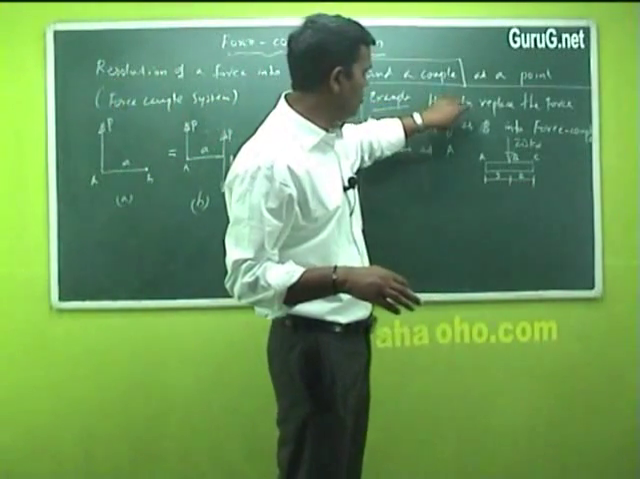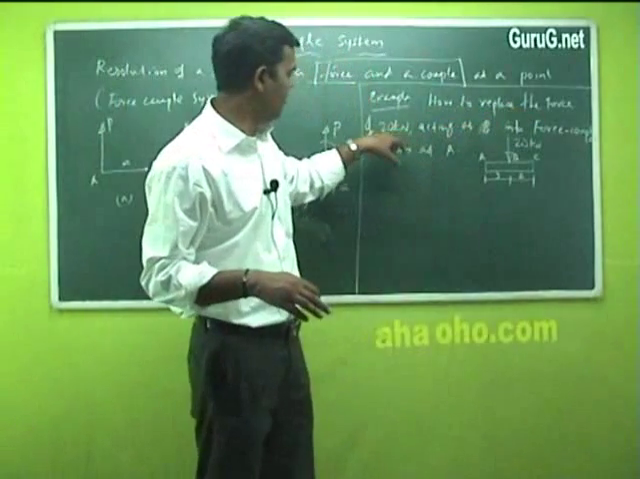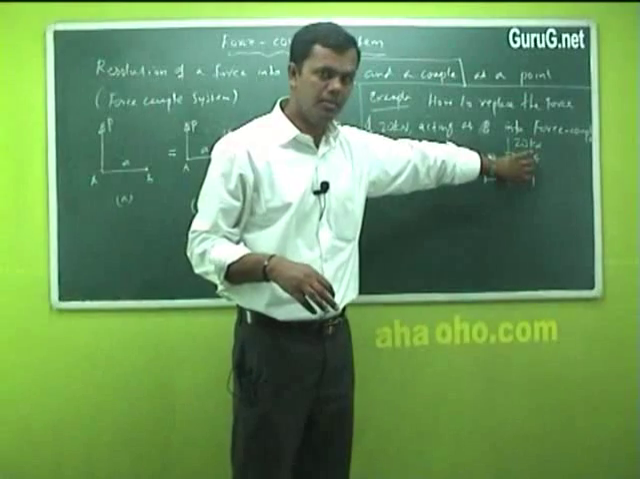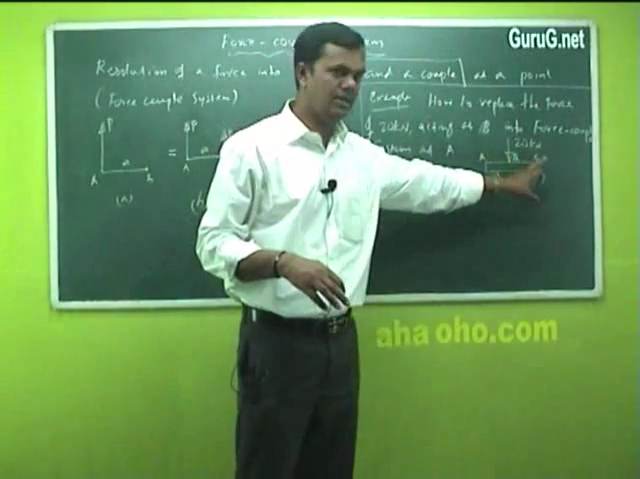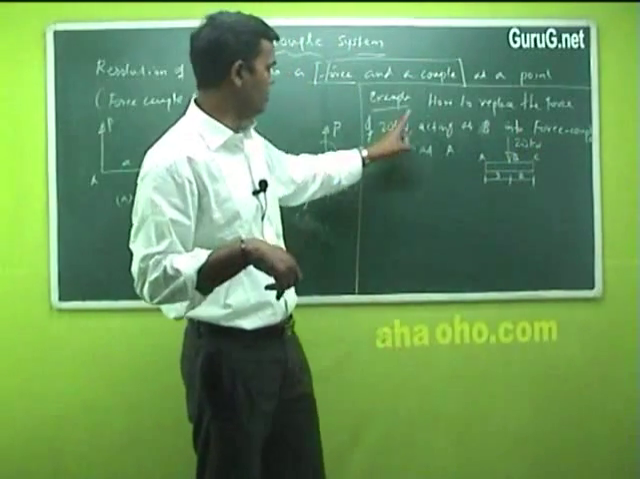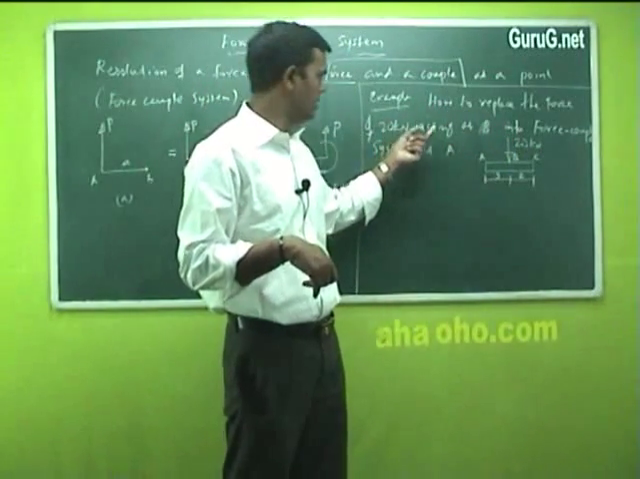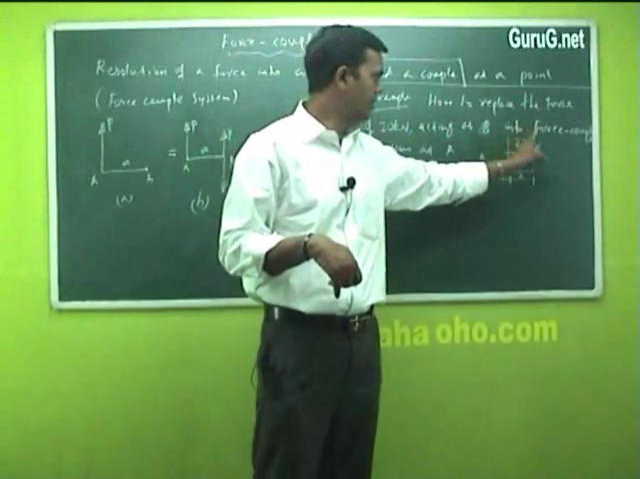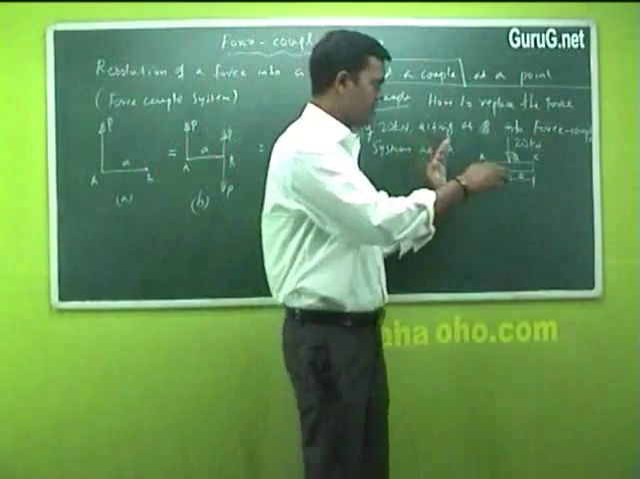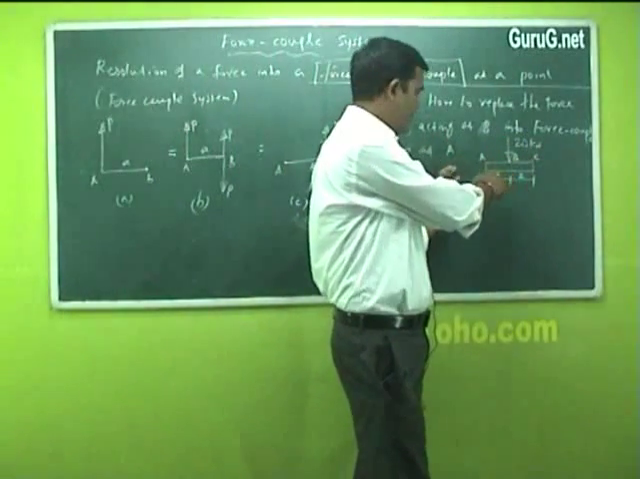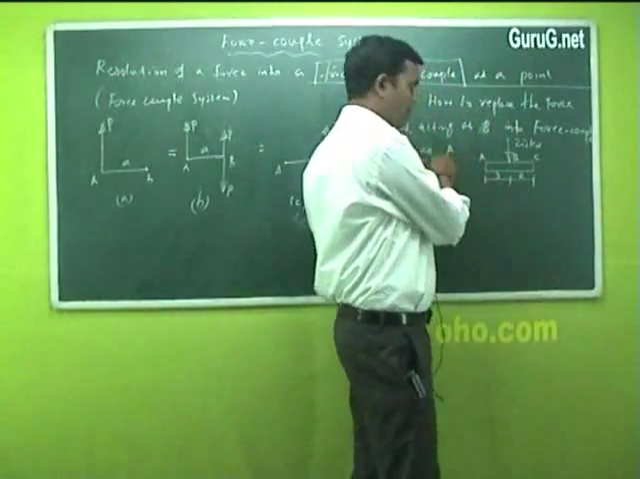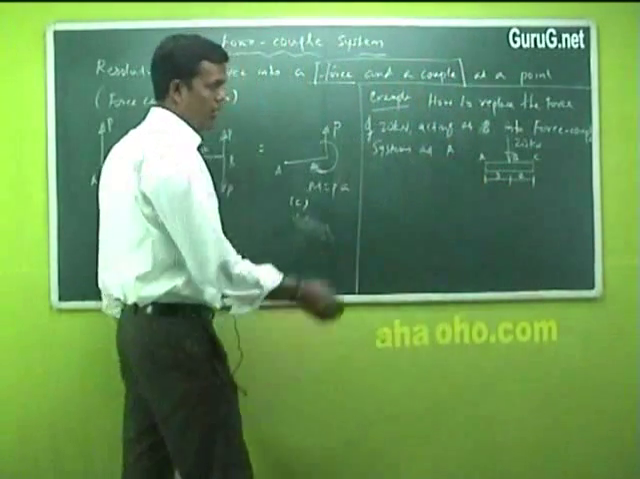Now just a question here. Example: how to replace the force of 20 kilonewton, it is shown in this body. This body of a beam or a rod with points A, B, C. At point B, 20 kilonewton force is acting downwards. How to replace the force of 20 kilonewton acting at point B into a force couple system at A? The force is acting at point B only. We have to reduce it into a force couple system at point A. That is the condition. How to do it now?